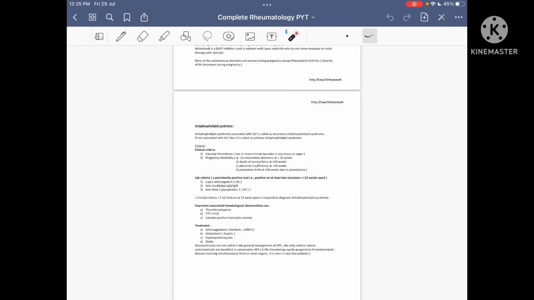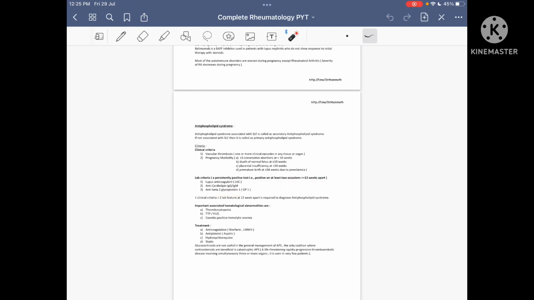If it is associated with SLE, it is called secondary, otherwise primary. Criteria, there are 2: clinical and lab. Among clinical, there is vascular thrombosis and pregnancy morbidity. In case of lab, there are 3 values: lupus anticoagulant, anticardiolipin IgG or IgM, and anti beta 2 glycoprotein. Remember, it is anti beta 2 glycoprotein, not anti beta transferrin or beta 2 microglobulin.